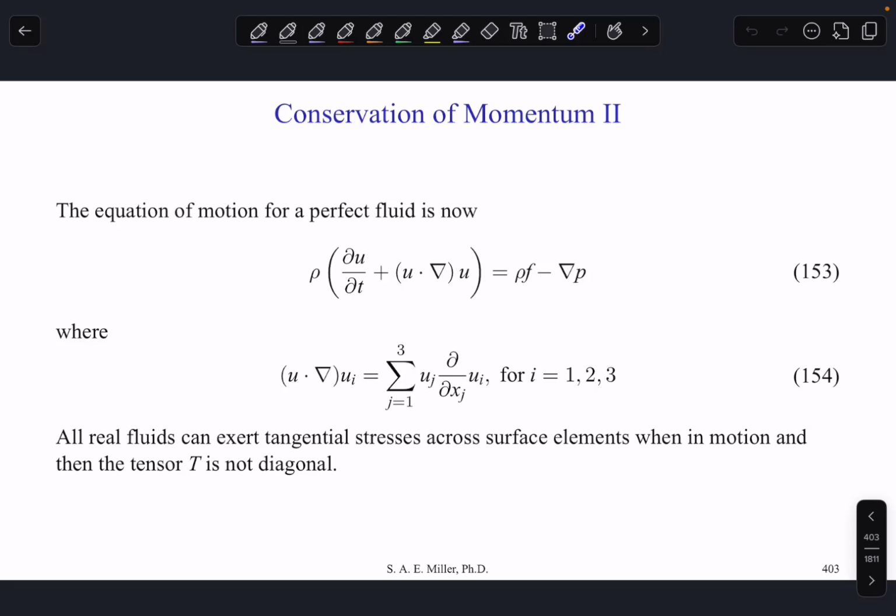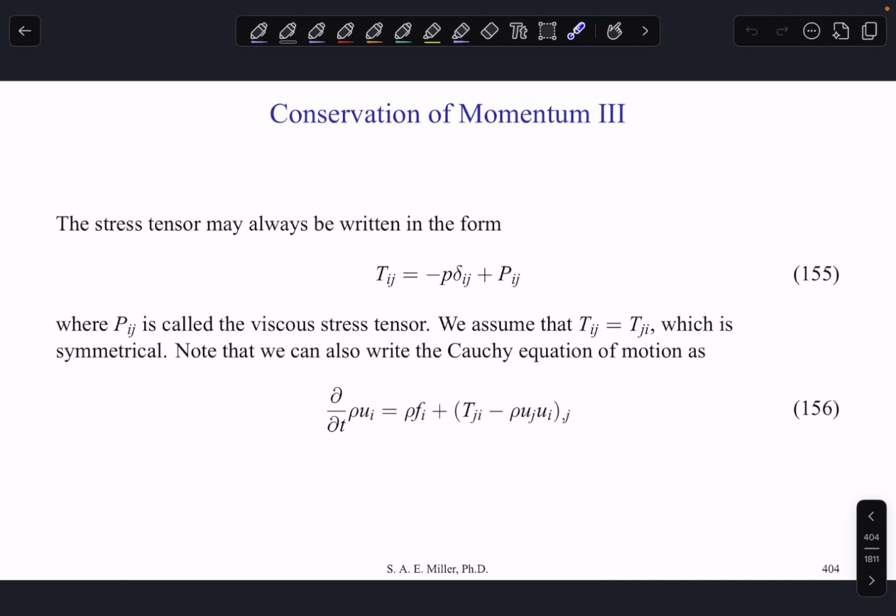All real fluids will exert tangential stresses, according to viscosity, across surface elements when in motion. And that tensor T, of course, will not be diagonal anymore. It's 3 by 3. The stress tensor can always be written in this particular form. We'll write Tij equals negative p delta ij, where delta ij is the Kronecker delta function. Remember, if i equals j, it's 1, and if i is not equal to j, it's 0. Plus Pij, which we'll introduce as the viscous stress tensor in this notation.